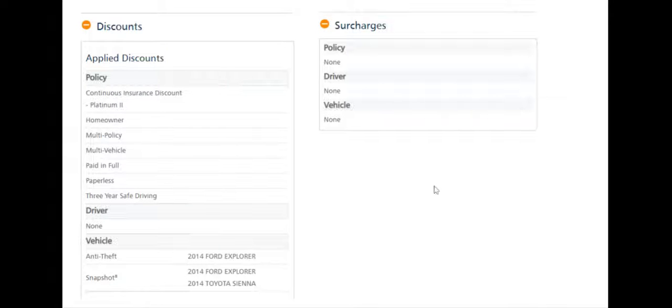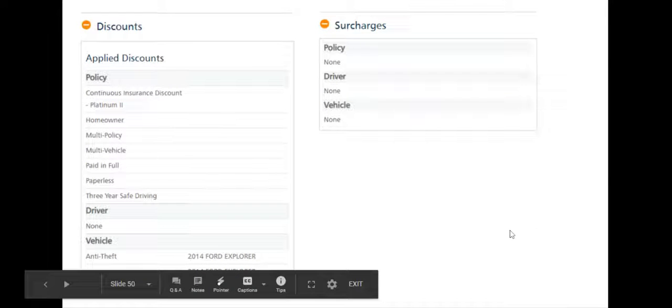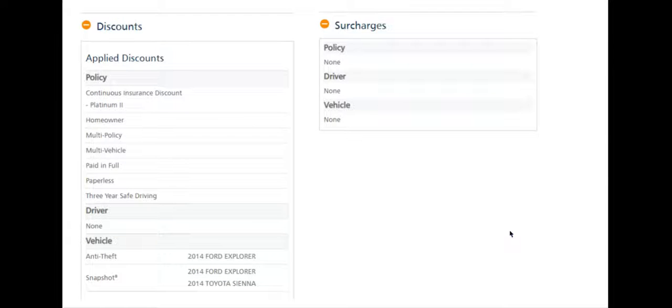We have continuous insurance, we have homeowner insurance, we have our car and our home together. We have 3 cars. We pay in full for 6 months. It's paperless, 3-year safe driving. And there are some other discounts that come into play as we go into more and more.